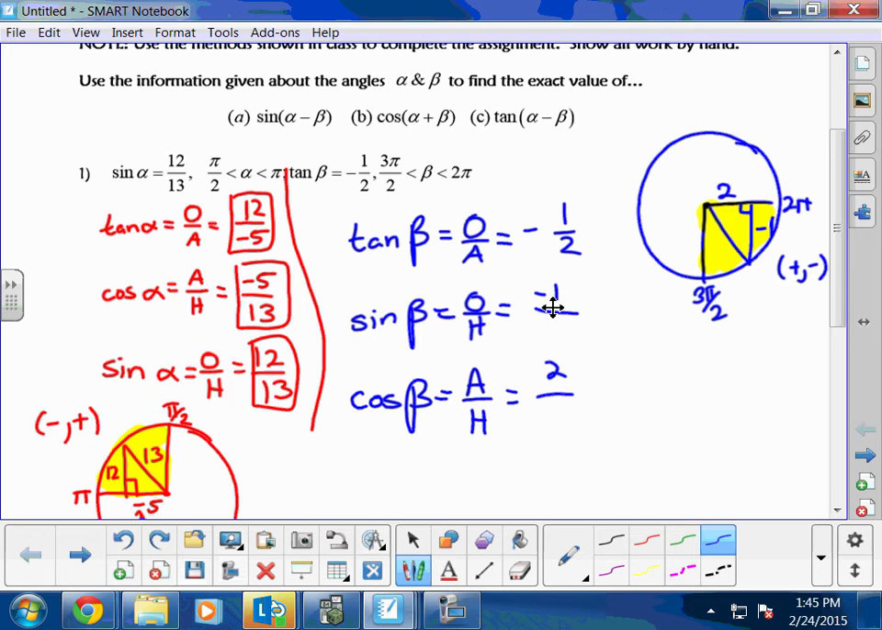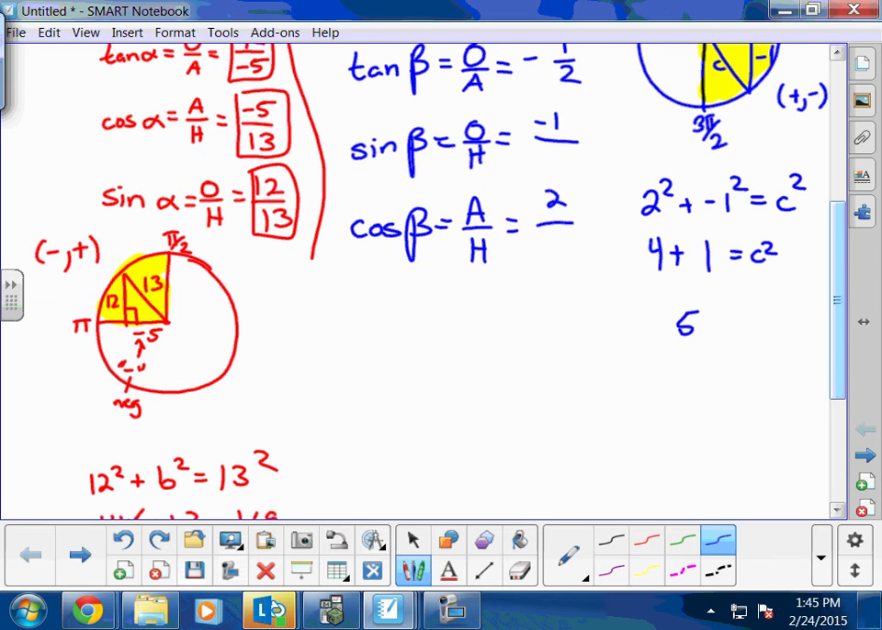So for that, I'm going to use the Pythagorean theorem. 2 squared plus negative 1 squared is equal to c squared, this being c in this case. I'll get 4 plus 5. Oops, not 4 plus 5, 4 plus 1. I jumped ahead of myself because I'm already adding in my brain. C squared, and I end up getting 5 is equal to c squared.